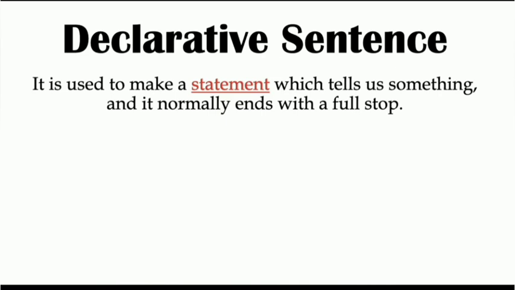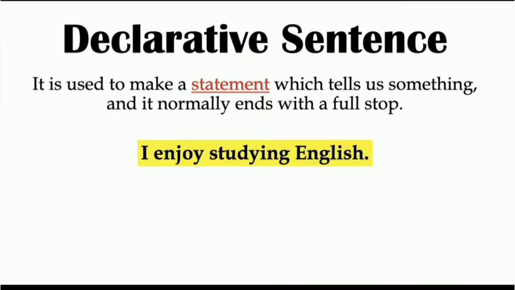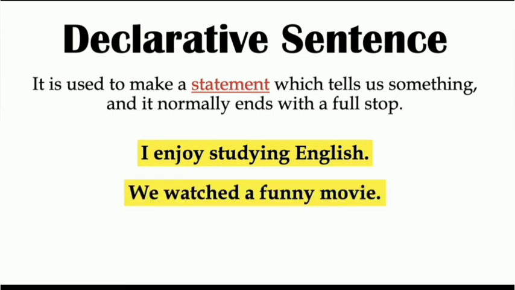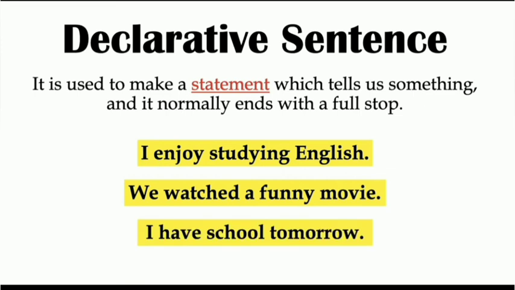A declarative sentence is used to make a statement which tells us something, and it normally ends with a full stop. For example, I enjoy studying English. We watched a funny movie. I have school tomorrow. All these examples provide us with a piece of information. These are examples of declarative sentences.